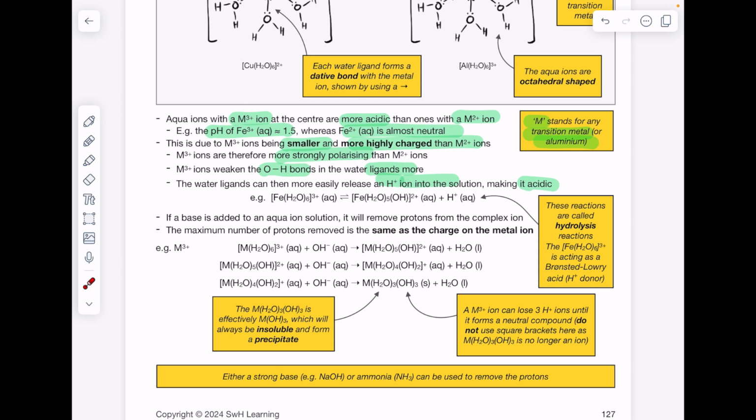We've given two examples here of bases which are capable of removing protons: the strong base sodium hydroxide, the weak base ammonia. Just have a close look at the state symbol. This particular substance will always be insoluble and produce a precipitate. The M3+ ion can lose up to 3 protons until it forms a neutral compound. Just one thing on drawing convention, don't use square brackets here because we no longer have an ion.